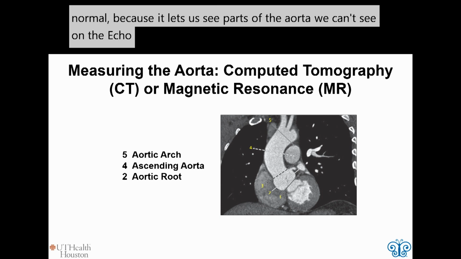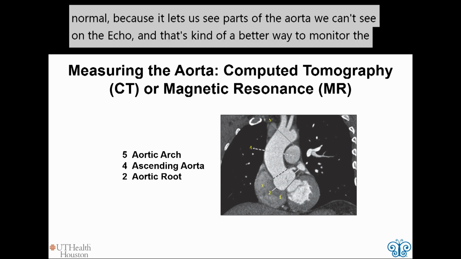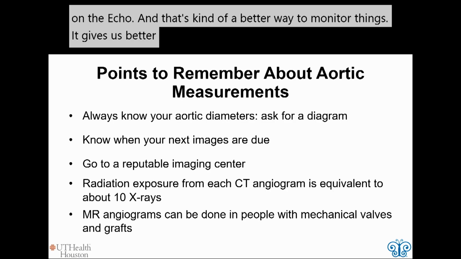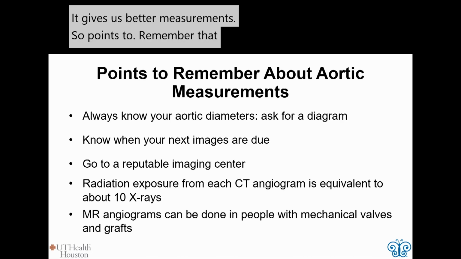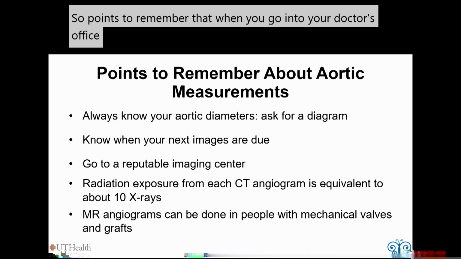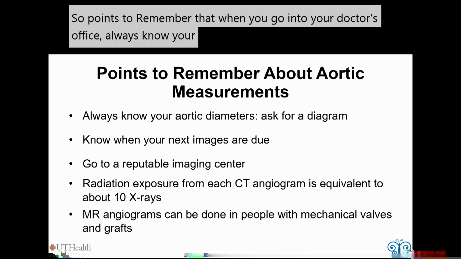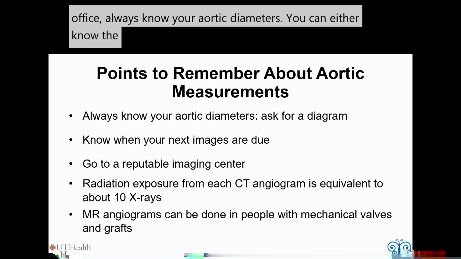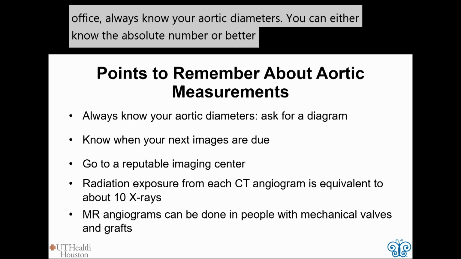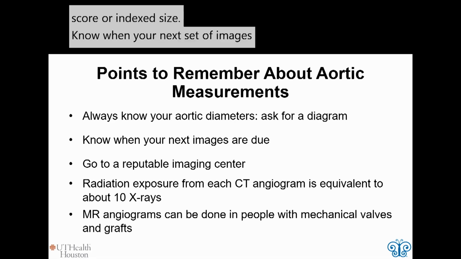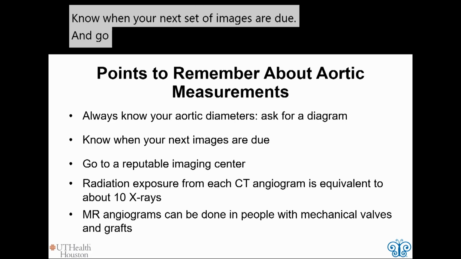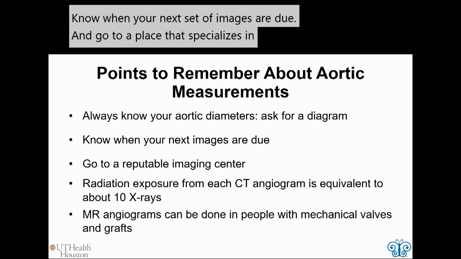And that's kind of a better way to monitor things. It gives us better measurements. So points to remember: when you go into your doctor's office, always know your aortic diameters. You can either know the absolute number, or better, you can know your Z-score or indexed size. Know when your next set of images are due, and go to a place that specializes in doing aortic imaging.